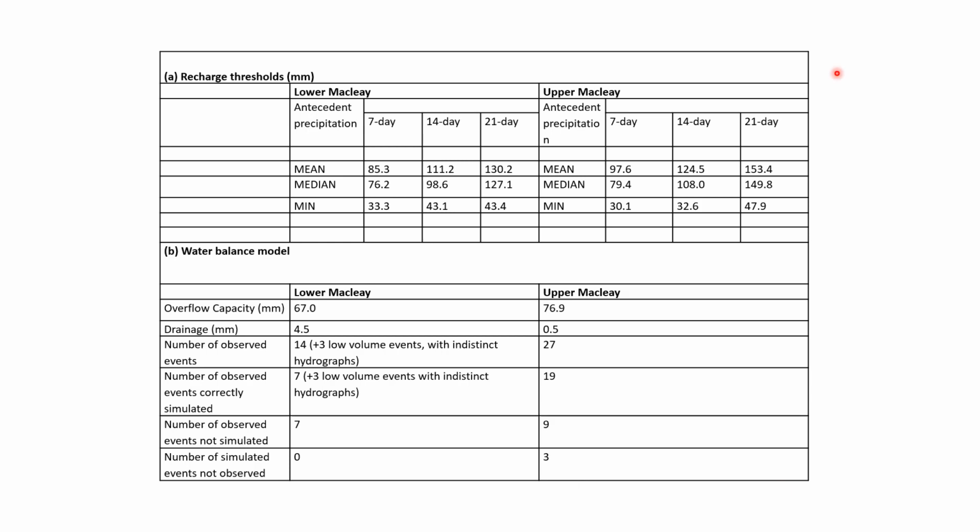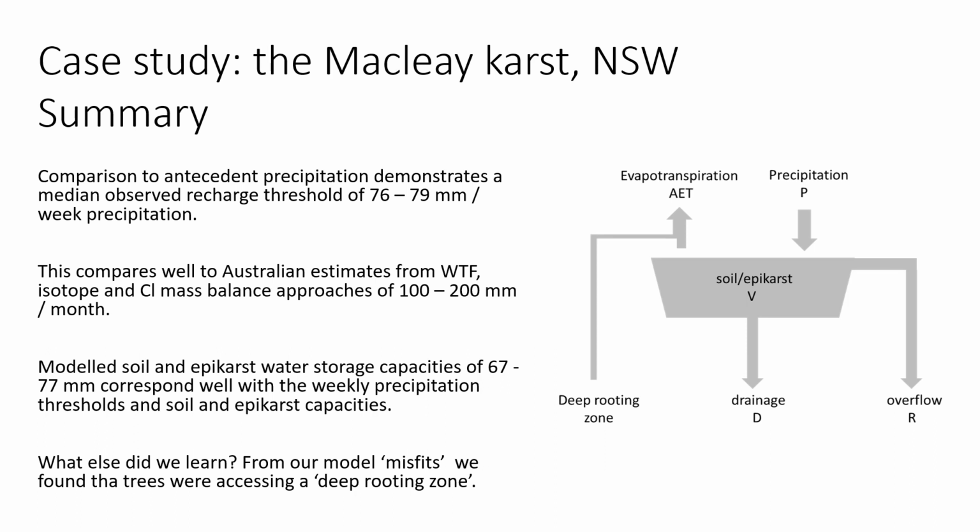To summarize both the observations and the model, our observations demonstrated that we needed between 76 and 79 millimeters of rain in a week to get recharge. And without using caves as an observatory in this region, we didn't know that before.